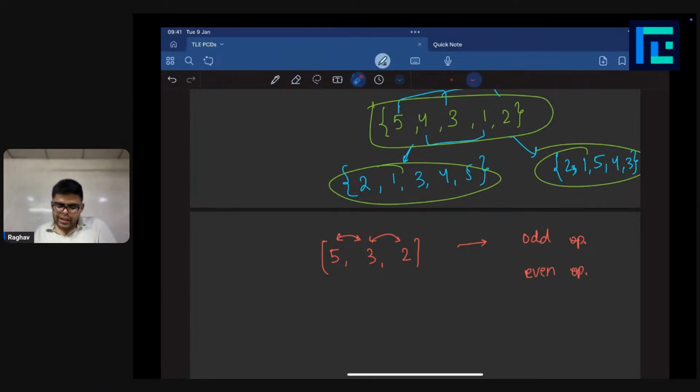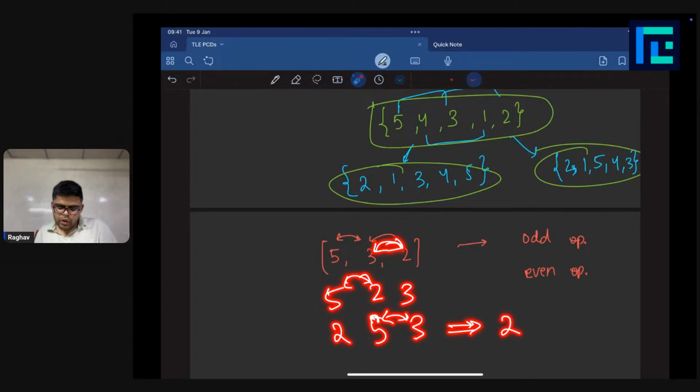Like right now, I can sort it by swapping these two first, so that it becomes 5, 2, 3. Then I can swap these two, so that it becomes 2, 5, 3. Then I can swap these two, so that it becomes 2, 3, 5. It took me three operations, 1, 2, and 3. Right.